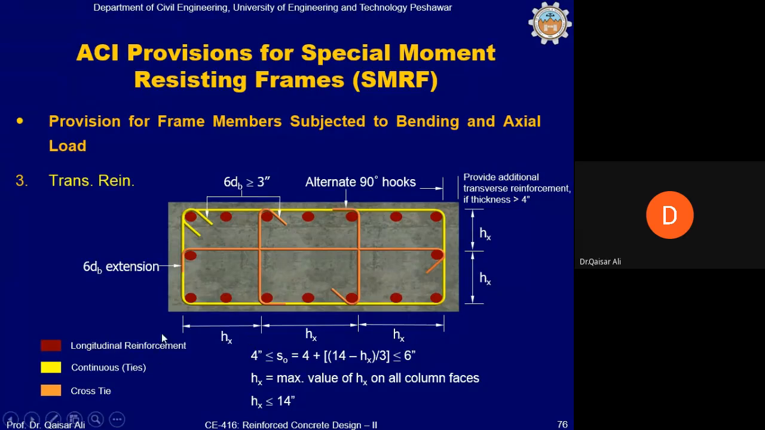These red color shows longitudinal reinforcement. This yellow shows continuous tie. This continuous tie is being placed, and then you have cross ties. One cross tie is this one along the long direction, and these two cross ties are along the short direction. Okay, so I will try to explain this through one example. Let's say hx, this distance. Let's say the total column is such that hx comes out to be, let's say, 11 inches.